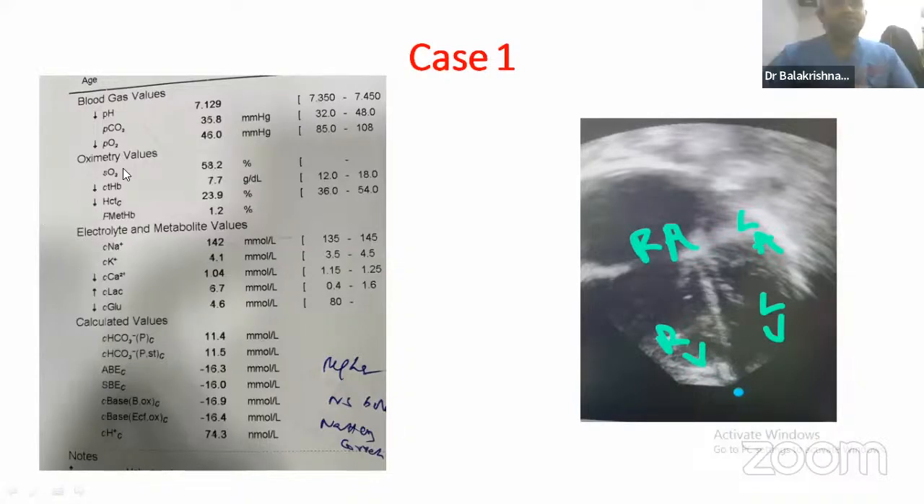Usually this VBG you take from the peripheral line, so we don't comment on this value. Whenever you do a VBG from the periphery, we don't comment on it. Only when you take it from the central line do you look at this value. So that's what I just wanted to mention here.